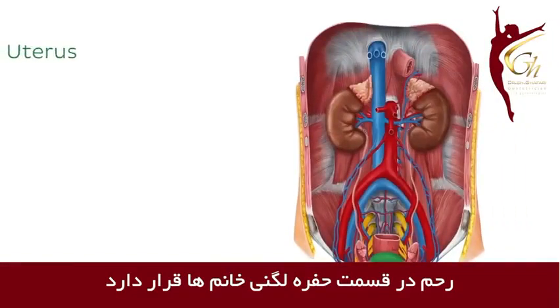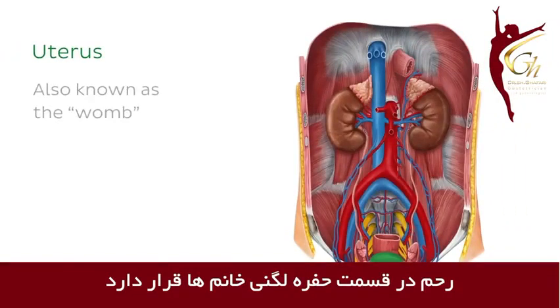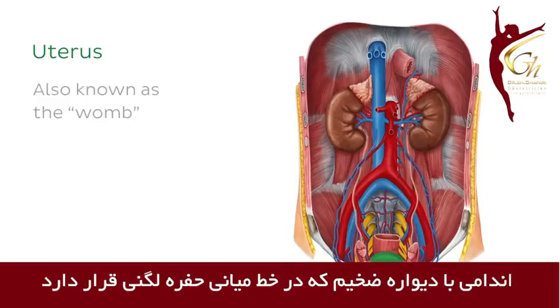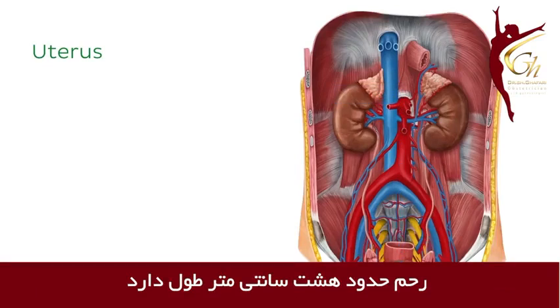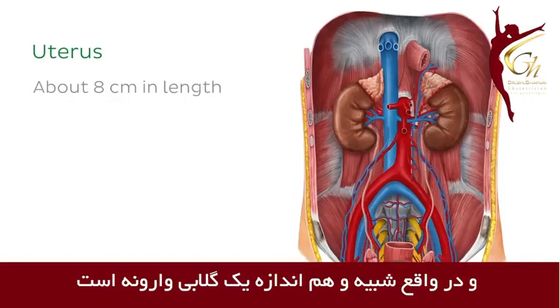The uterus, also known as the womb, is located in the pelvic cavity of a female. It is a thick-walled muscular structure that lies in the midline, as we can see here in our image of the abdominopelvic cavity. The uterus is about 8 centimeters in length, and it's actually roughly the size and shape of an upside-down pear.